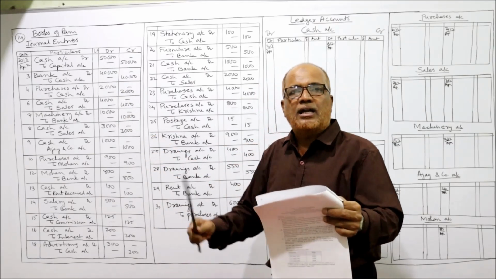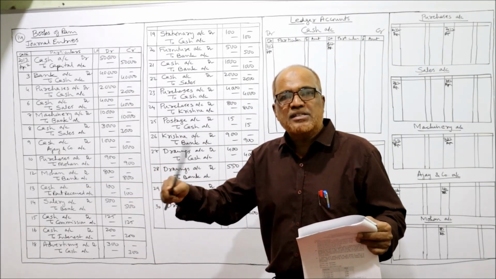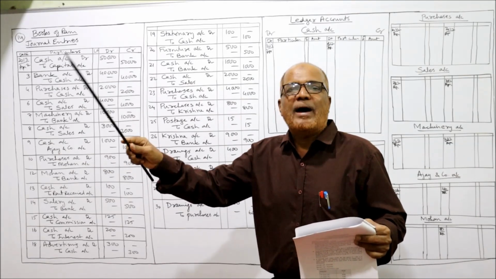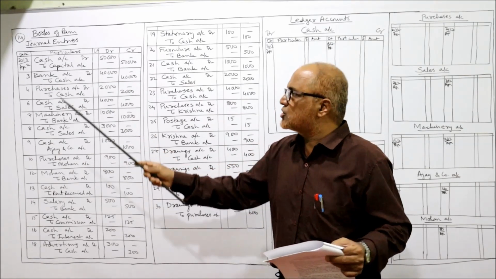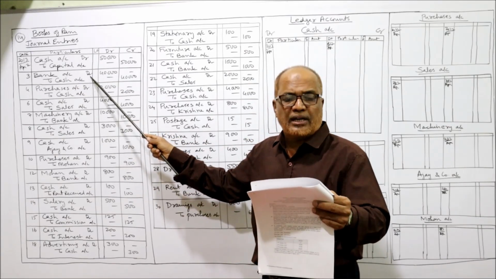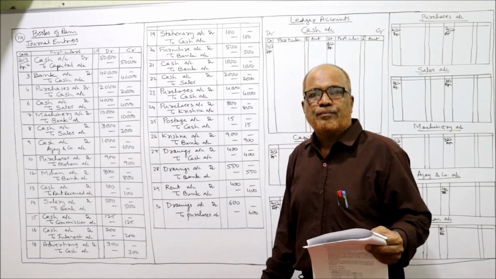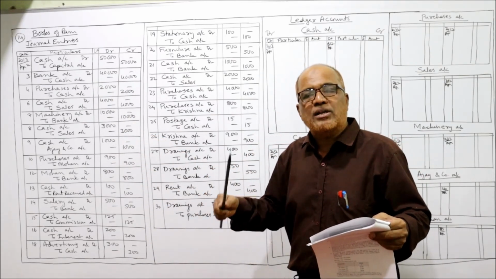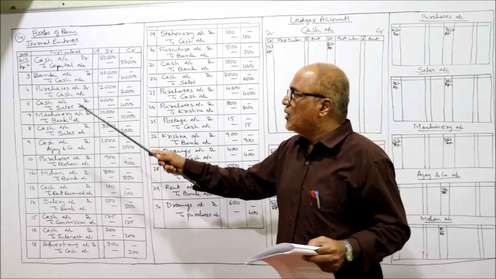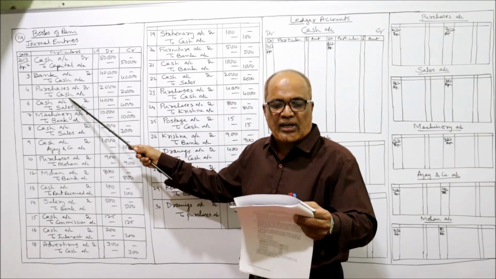Next, 3rd April, deposited in bank. That means cash is going out, so cash account should be credited. So bank account debit to cash, being cash deposited in bank. Then 4th April, purchased goods for cash. When purchases are made, purchases account should be debited. Cash is going out, cash is credited. So purchases account debit to cash, being the goods purchased for cash.